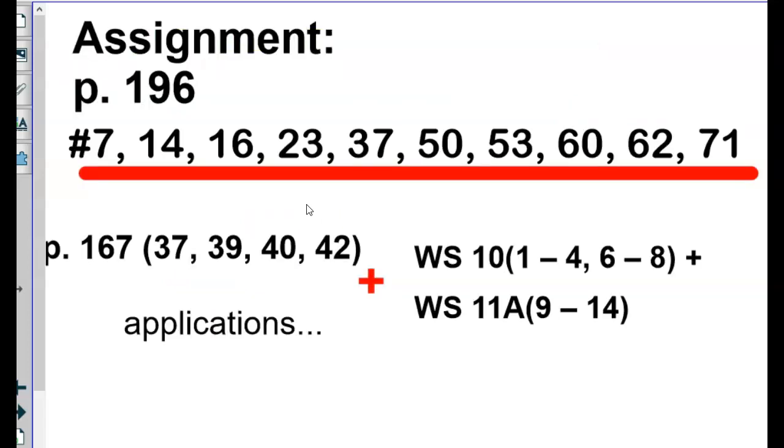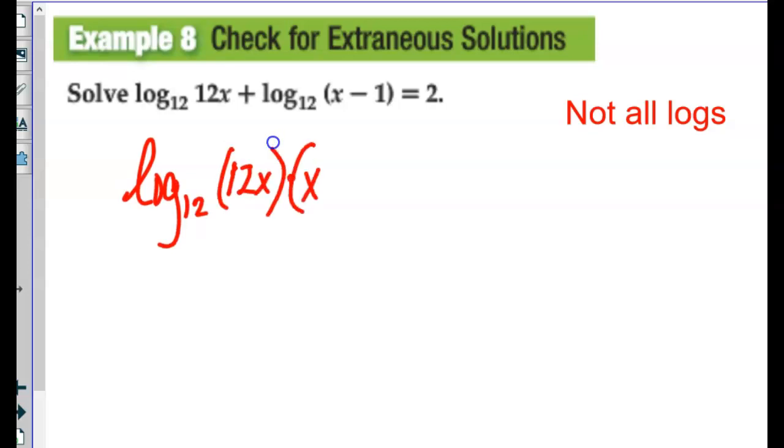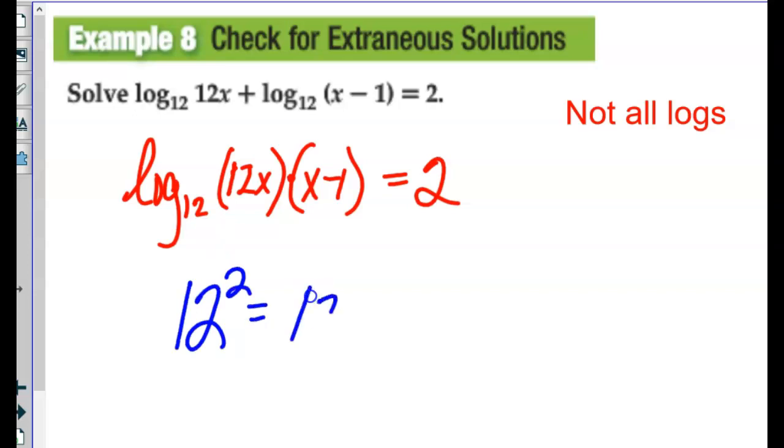I have just one example. Can you help me do this one quick, guys? What do you do when it says plus between two logs? Yeah, you rewrite it. This would be log base 12 of 12x times x minus 1 equals 2. And then what do you do when you have a single log? Rewrite it or exponentiate, so you would have 12 squared equals 12x times x minus 1.